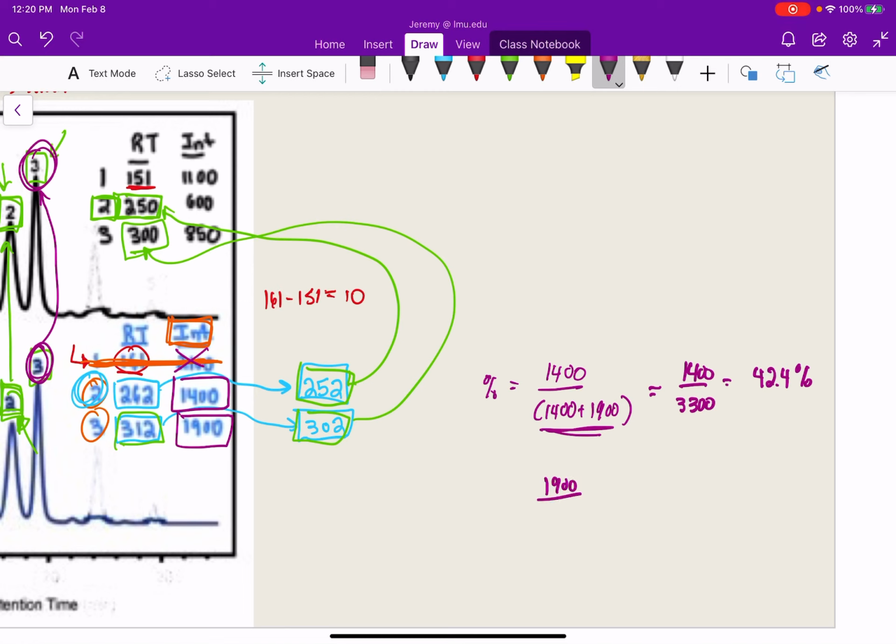And then obviously you could do the same for your other percentage. That would be 1900 divided by, again, 1400 plus 1900. And clearly those 2 peaks, sometimes 3 or 4 peaks, should all add up to be 100%.